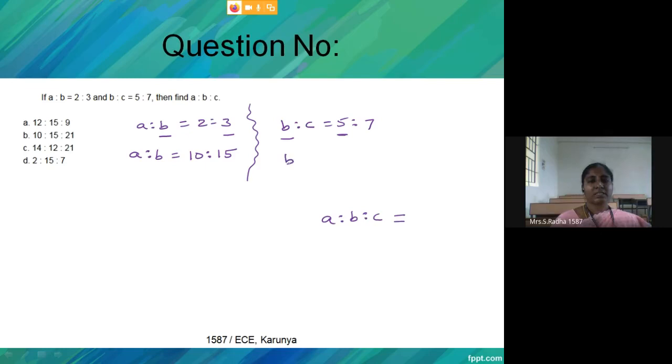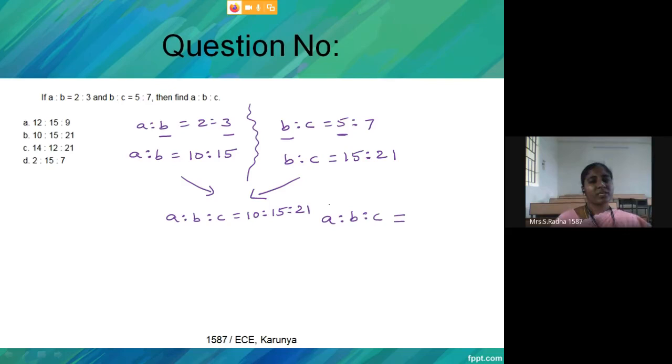In the second ratio, I will multiply all the numbers with 3. 5 into 3 is 15 and 7 into 3 is 21. Okay, so now using both of these equations, A is to B is to C is nothing but 10 is to 15 is to 21.